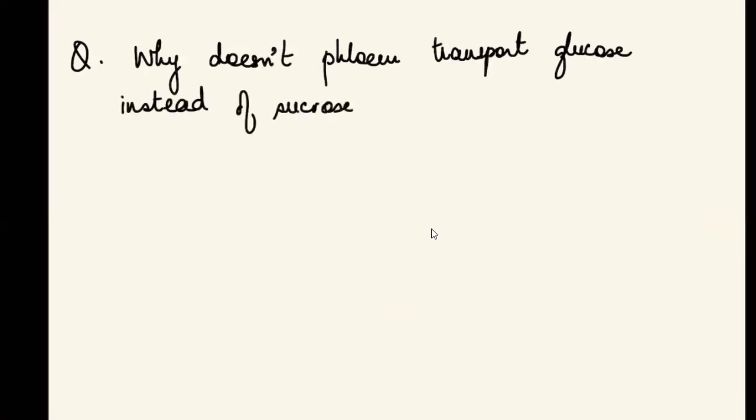Any idea? Why doesn't phloem transport glucose instead of sucrose? This is because glucose cannot be transported. They need to be converted into sucrose in order to be transported throughout the plant. Really? But technically, I think glucose should be transported, because the plant will only use glucose for cellular respiration to get energy.